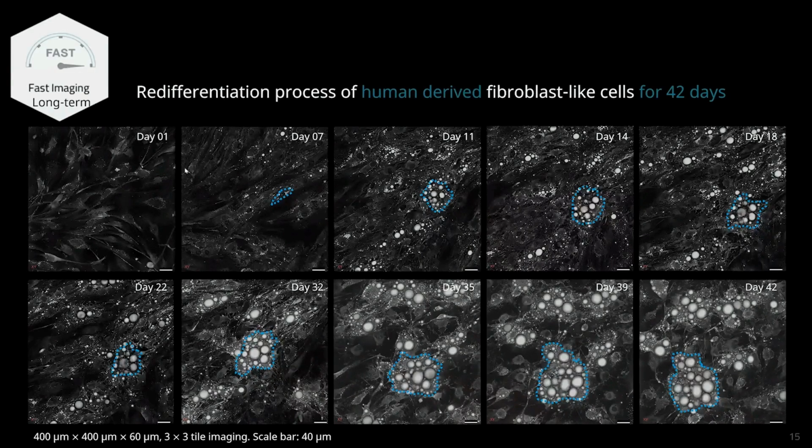So these are examples of 3D tomograms of the lipid differentiation process of human-derived fibroblast-like cells. On day one, these are mostly fibroblast cells. And as time goes on, you are watching the same field of view. Some of the fibroblasts are becoming adipocytes, and they are generating lipid droplet formations, which have a very high refractive index. And you're watching the same field of view up to day 42.